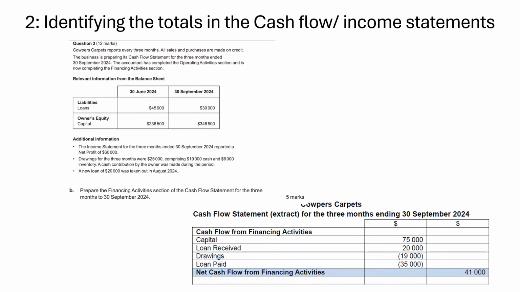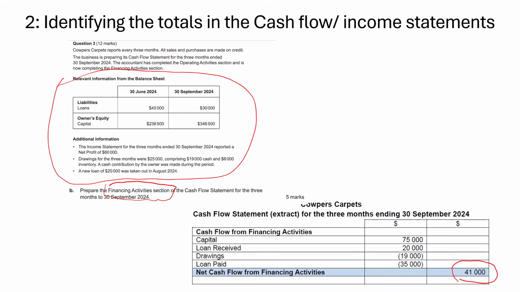Tip 2, when you arrive at a total, subtotal in your income statement or cash flow statement, you've got to have some text and context next to it. So in this question here, we're preparing the financing activities of the cash flow statement, and we've got some information here to work with in terms of working out our financing activities. And there's 4. This is a 5-mark question. The 5th mark is on offer for stating what this total represents, is 41,000. We must actually identify this as net cash flow from financing activities, same as if it was operating or investing.